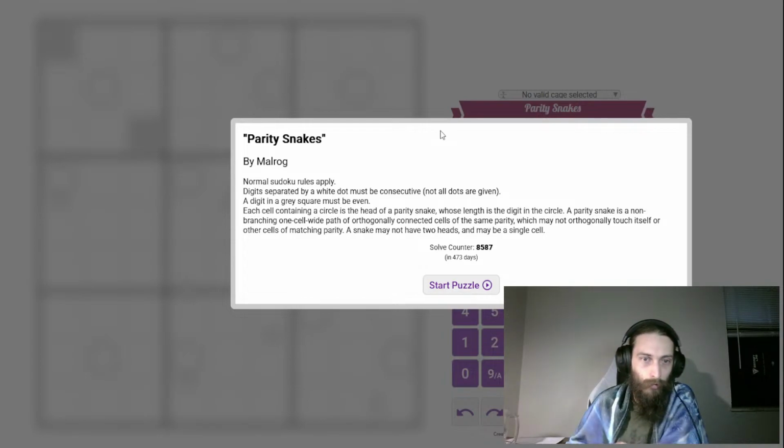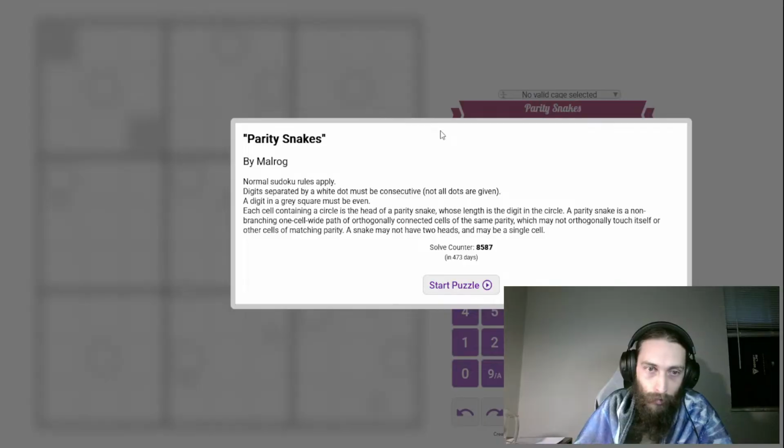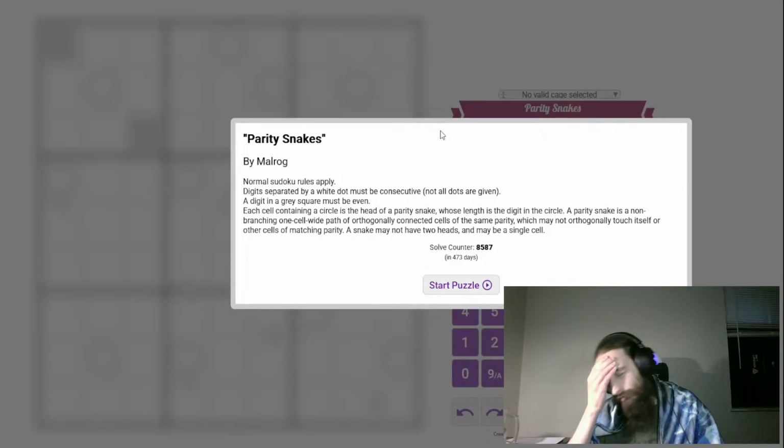Alright. Next puzzle is going to be Parody Snakes by Malrog. Normal Sudoku rules apply. Digits separated by a white dot must be consecutive. Not all dots are given. The digit in a gray square must be even. Each cell containing a circle is the head of a parody snake, whose length is the digit in the circle. A parody snake is a non-branching, one-cell wide path of orthogonally connected cells of the same parody, which may not orthogonally touch itself or other cells of matching parody. A cell may not have two heads and may be a single cell.